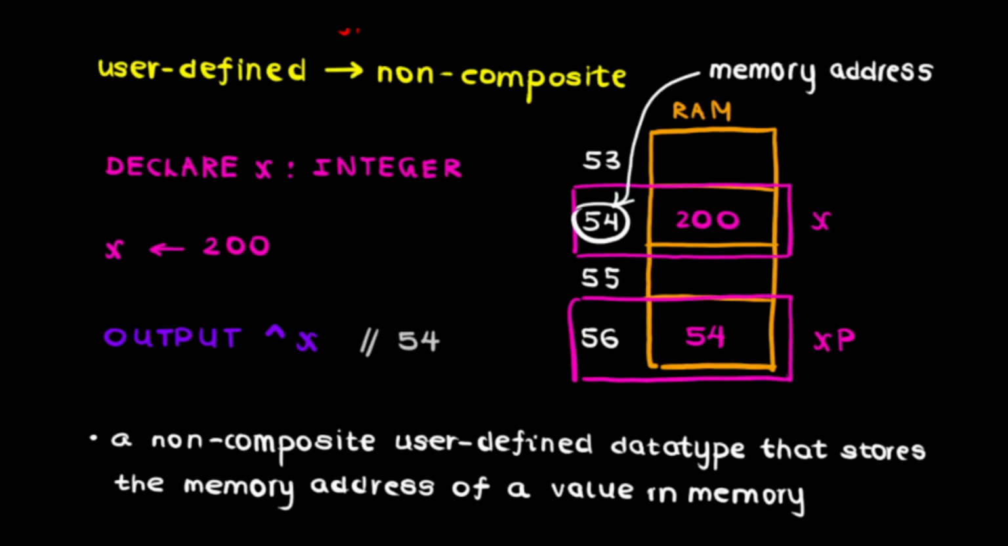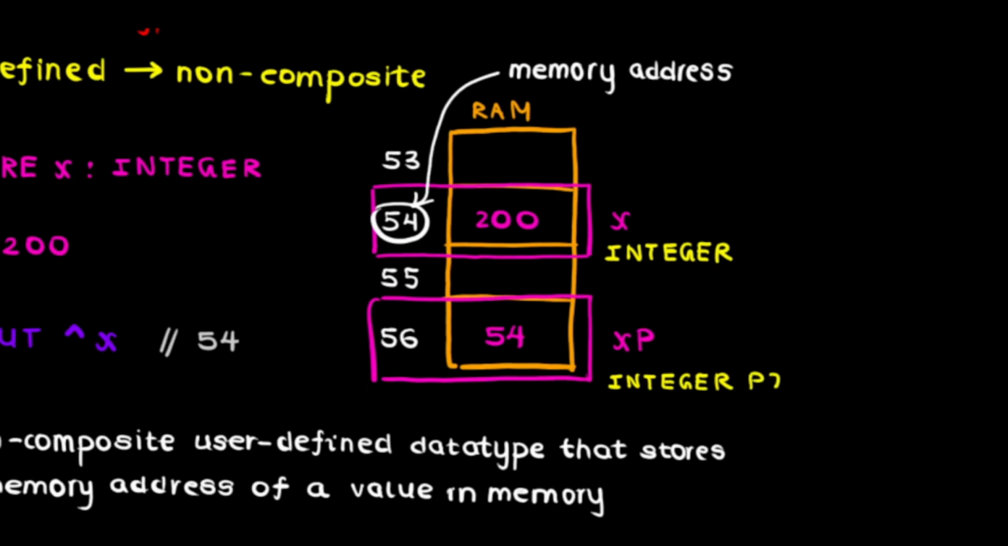That's the idea. So x is of type integer. The data type of x is integer. And the data type of xp is integer pointer. Not just any pointer, but integer pointer. We declared our integer pointer using the simple p letter, right?